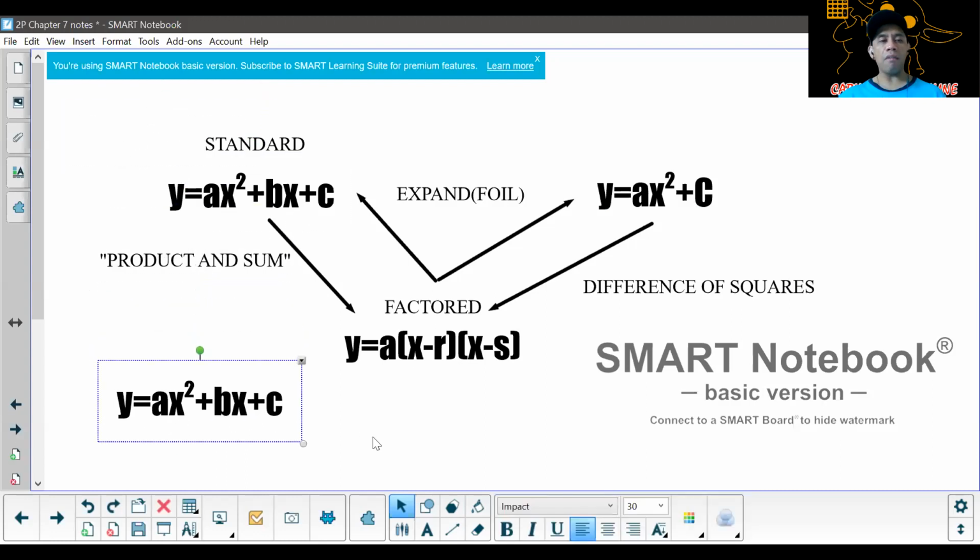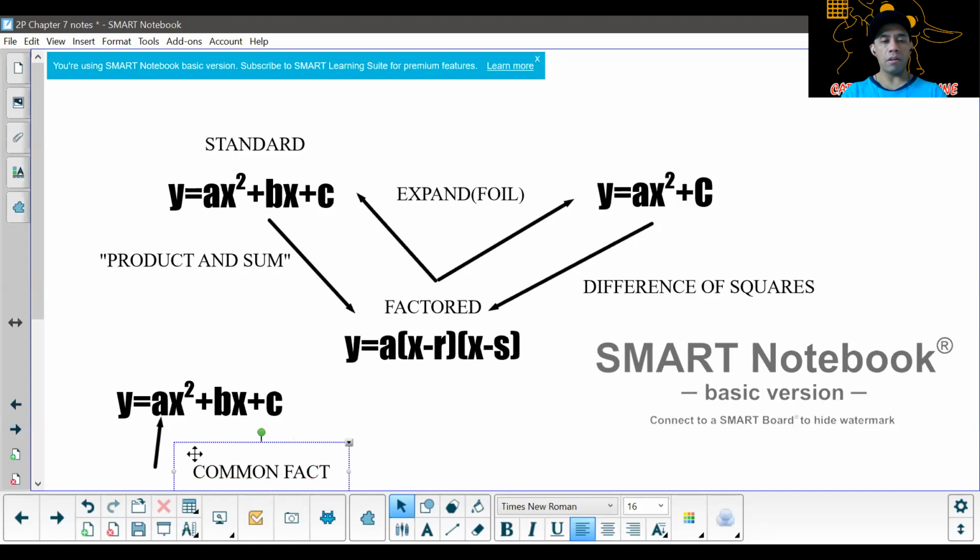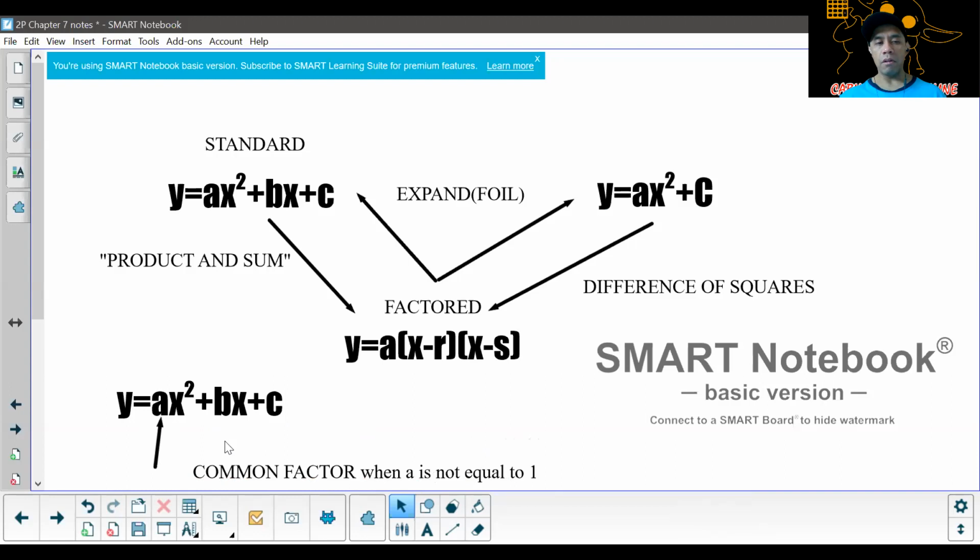If you have a quadratic, and if the a is a number that is greater than one, so for example, if you have a 2, a 3, a 4, a 5, or a -2, -3, -4, -5, you should always common factor. So basically, you common factor when a is not equal to 1. The reason for that is because when you common factor, you're going to see that you can simplify the expression after you divide each term by the common factor.